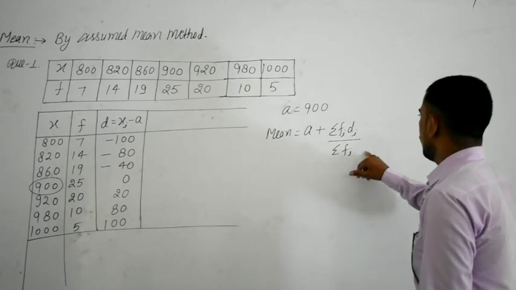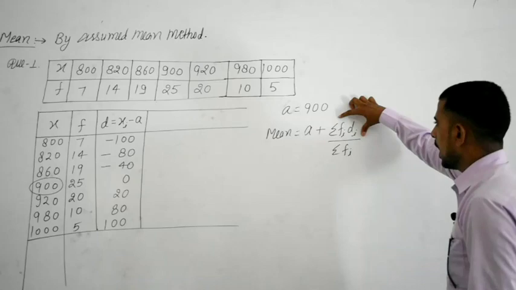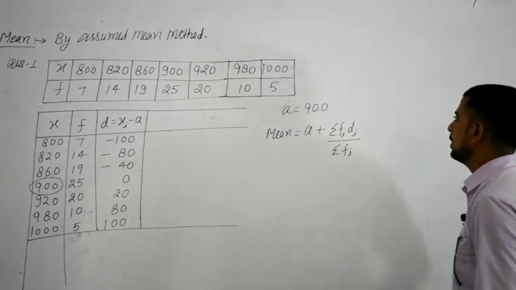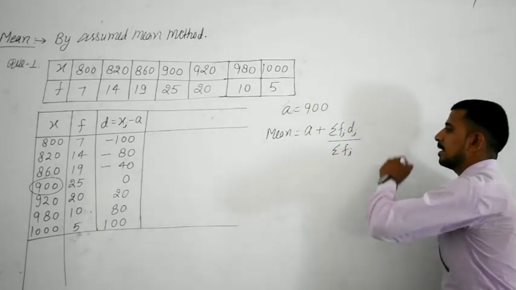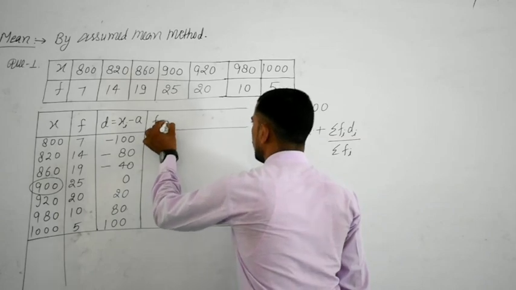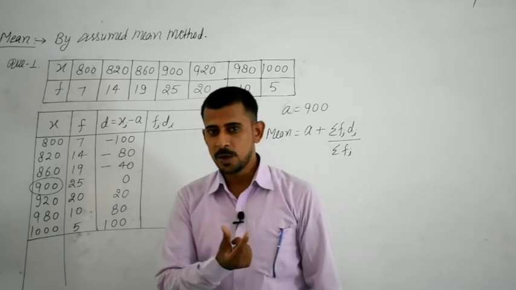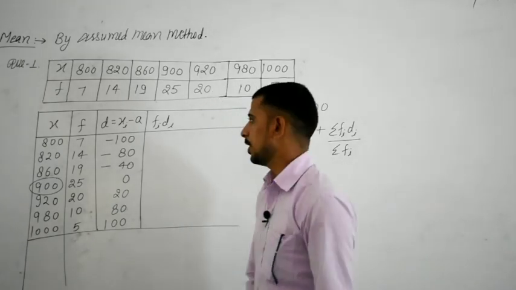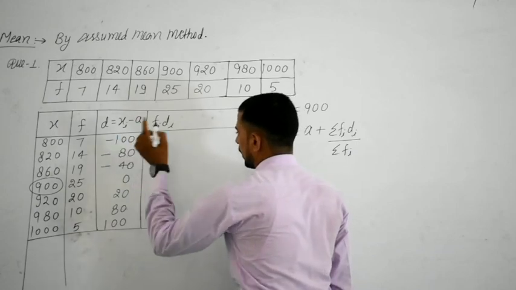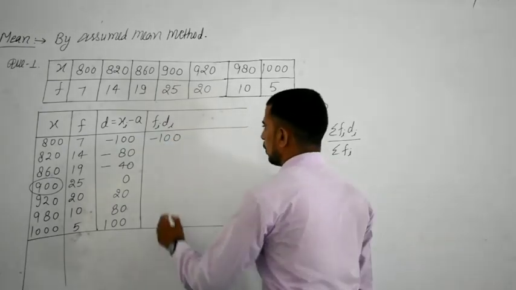In this formula, we are finding the mean by the assumed mean method. It means we want summation fi di. So first find the value of fi di. fi di means the product of frequency and deviation d. 7 into 100: positive 100 or negative 100? See here, it is negative, so the sign is also minus.